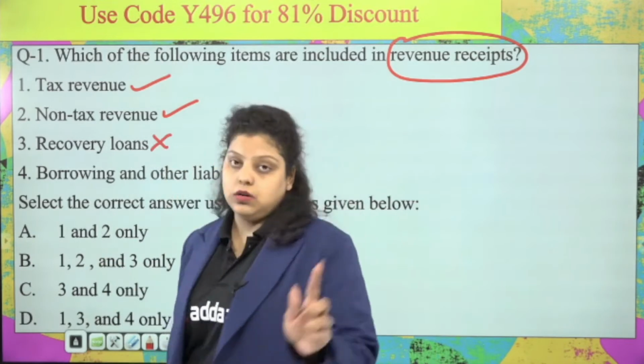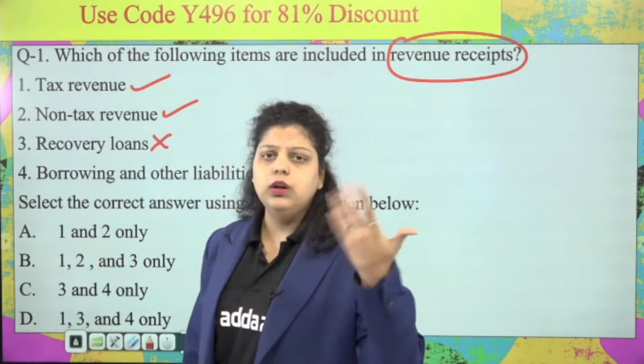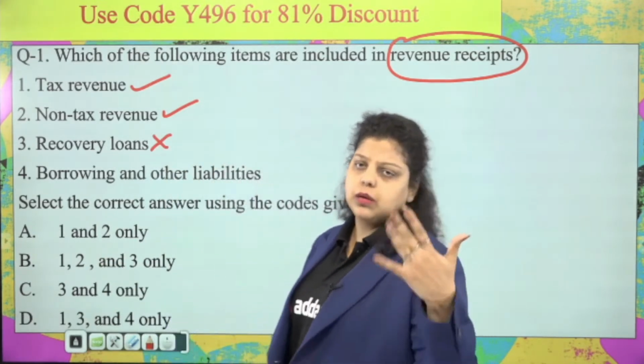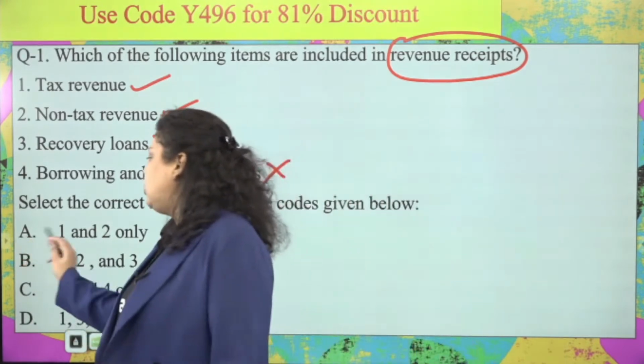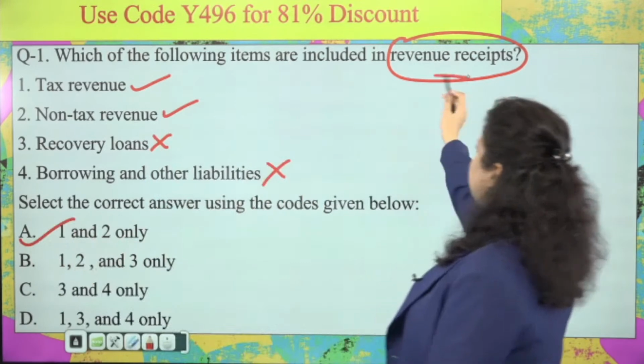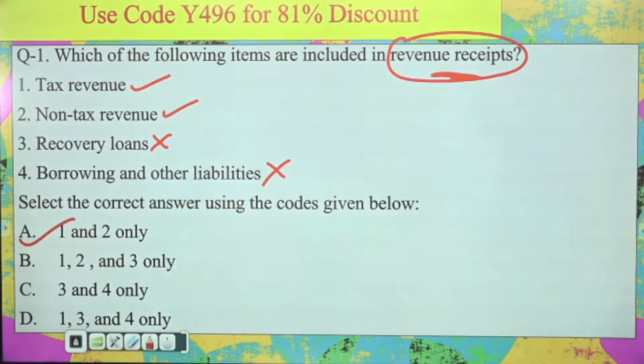Recovery of loans is long-term, because you're providing a loan, you are not giving it for one day. It's a long-term period, and the borrowing will also be a long-term period. So the right answer will be 1 and 2 only are covered under the revenue receipts of Government of India. Okay, so the right answer will be your first.